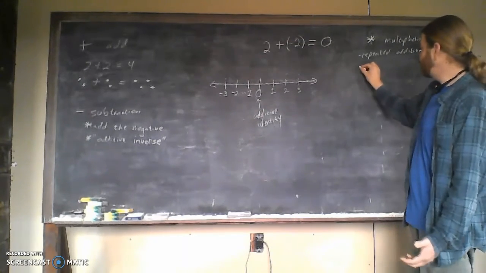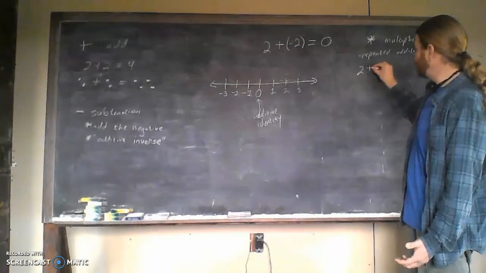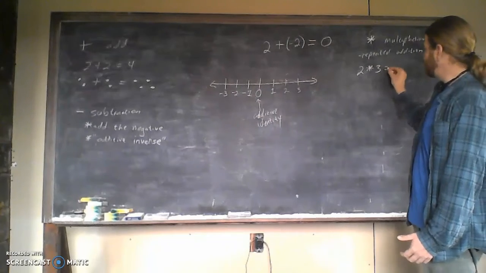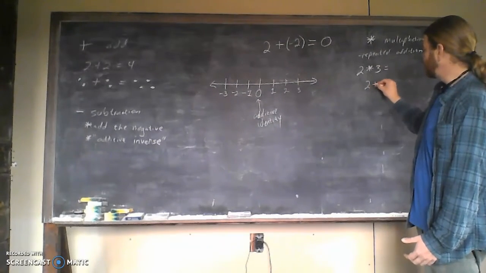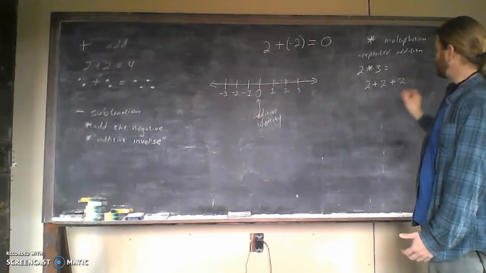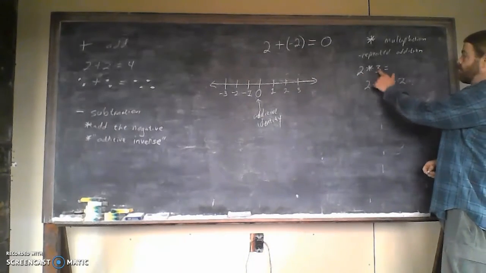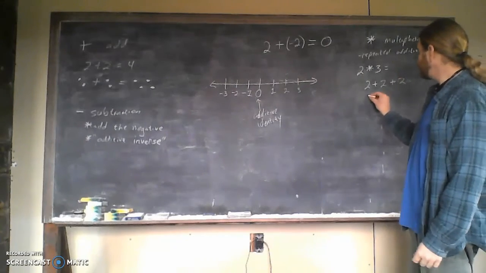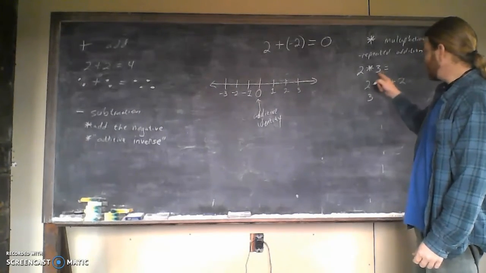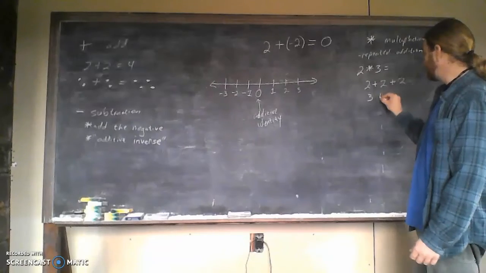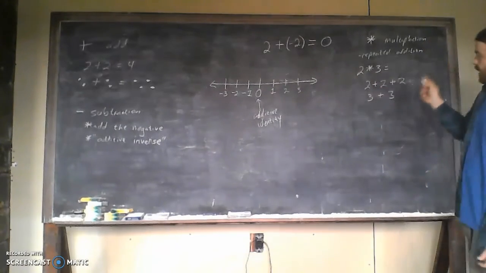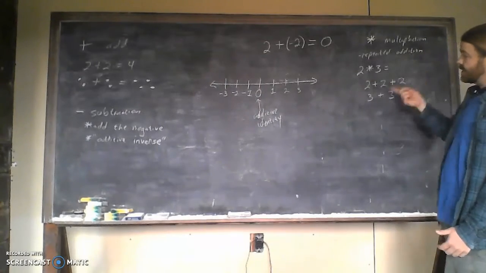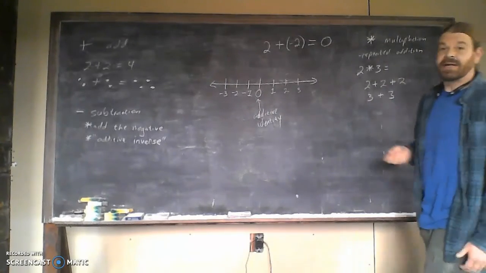So case in point, this should be familiar from somewhere. Like 2 times 3, well, that really means 2 plus 2 plus 2. We're going to add 2 3 times. Or we could go the other way. Add 3 2 times, 3 plus 3. In either case, we get 6. So that's the basic multiplication. Think of it as repeated addition.